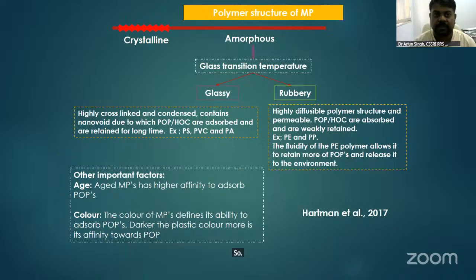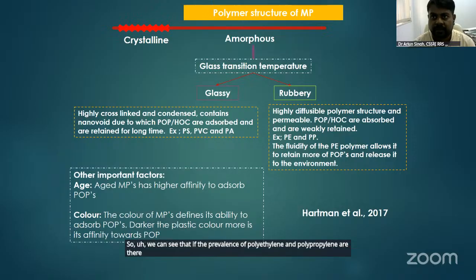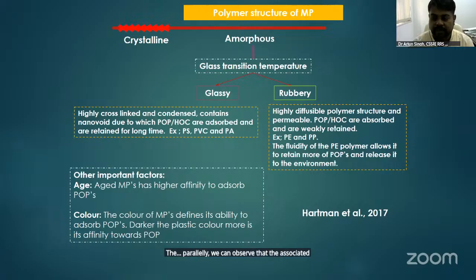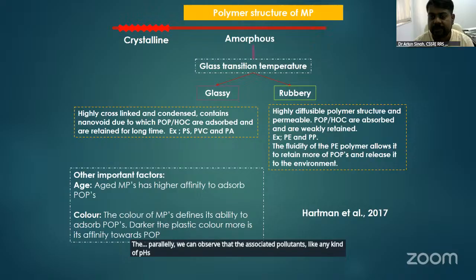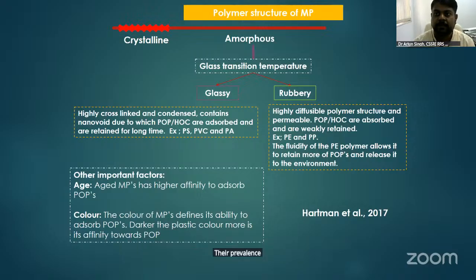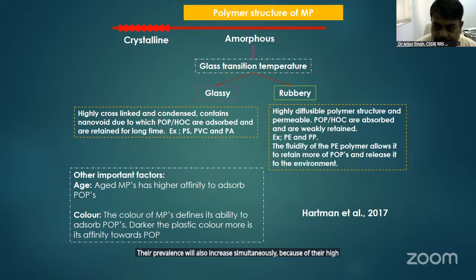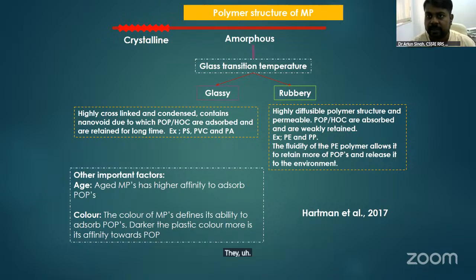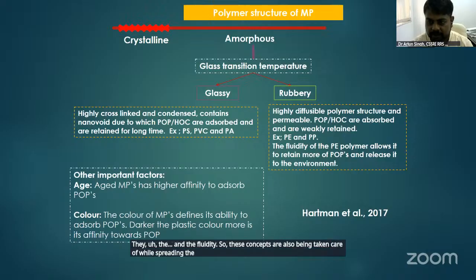So we can see that if polyethylene and polypropylene are prevalent in our soils or aquatic systems, in parallel we can observe that the prevalence of associated pollutants like PAHs or heavy metals will also increase simultaneously because of their high diffusibility and fluidity. So these concepts are also taken into account while studying plastic pollutants in the soil, that some key polymer types might be responsible for an increase in organic pollutants in the soils also.